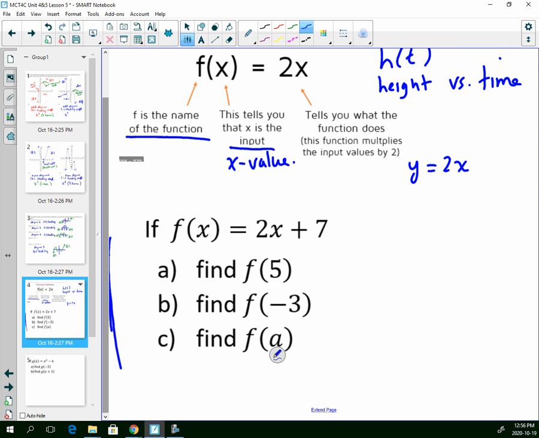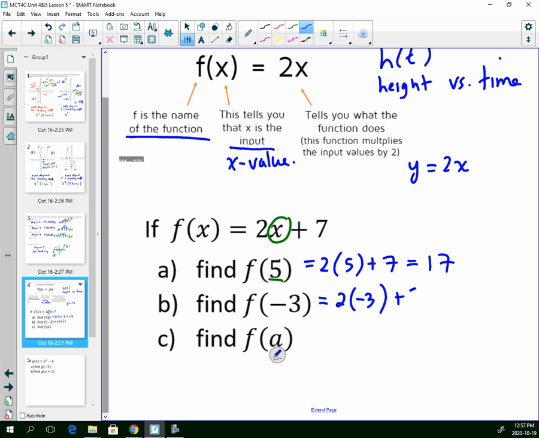So in this case, f of x is 2x plus 7. It says find f of 5. So that means wherever the value of x is, it's saying what would the equation be if x was 5. So we'll replace the x with 5, and then we will just determine that value, which would be 17. If I want to find f of negative 3, this time I'm going to replace the x with a negative 3 and then calculate that value.